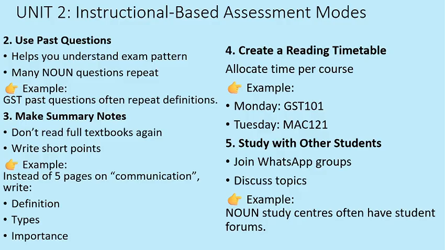So for the third one, make summary notes. Let's try as much as possible not to read the full textbook again. Time is not on your side. You want to form a super reader and sit down with 300 or so pages. So don't read the full textbook again. Just write the short points. Practice skimming reading. Before you read, do a skimming reading first. Get the basic idea. Then you can later go back to pick one or two. But make sure you practice this skimming reading.